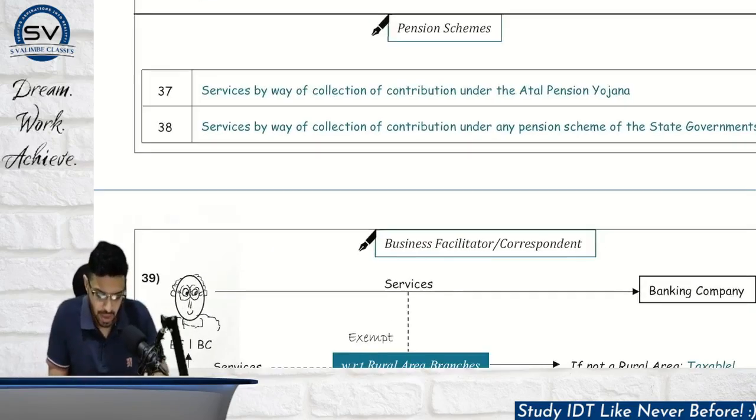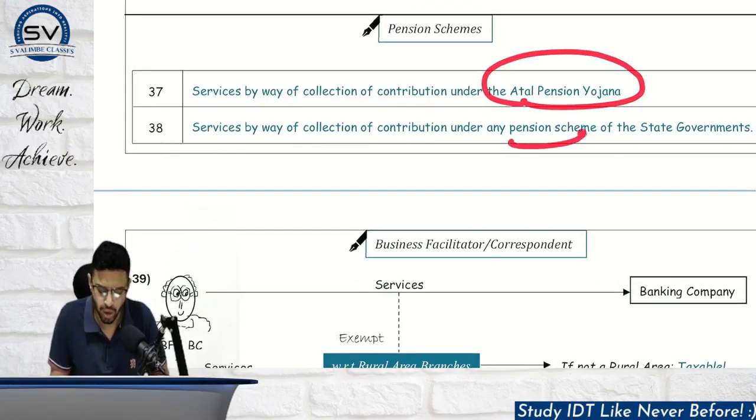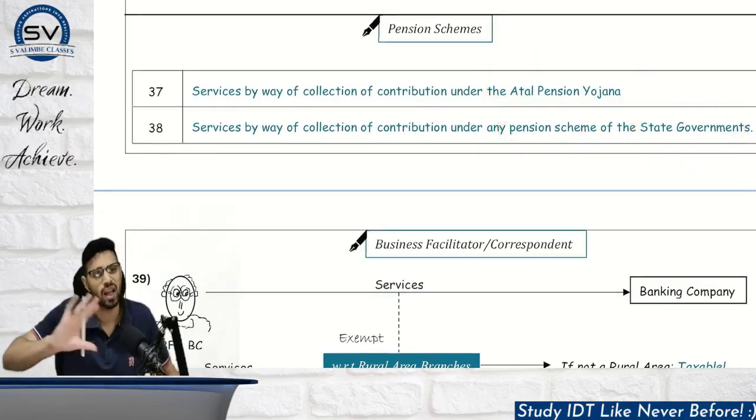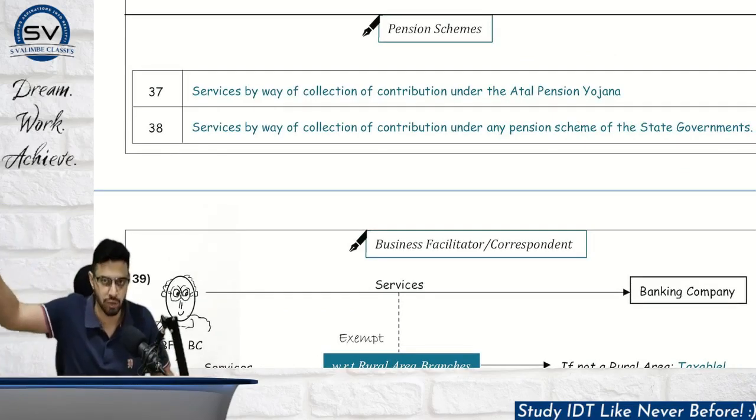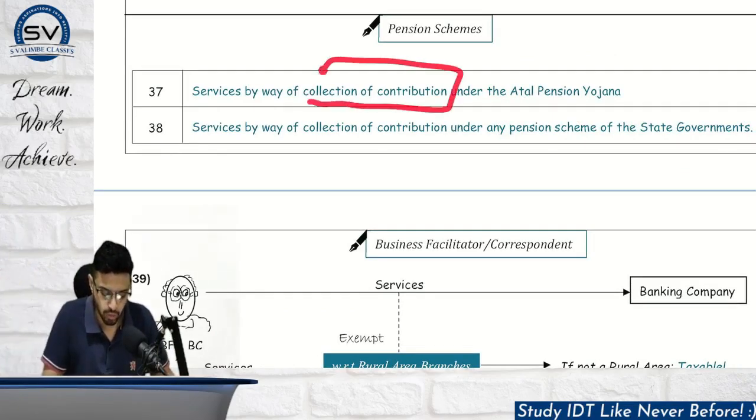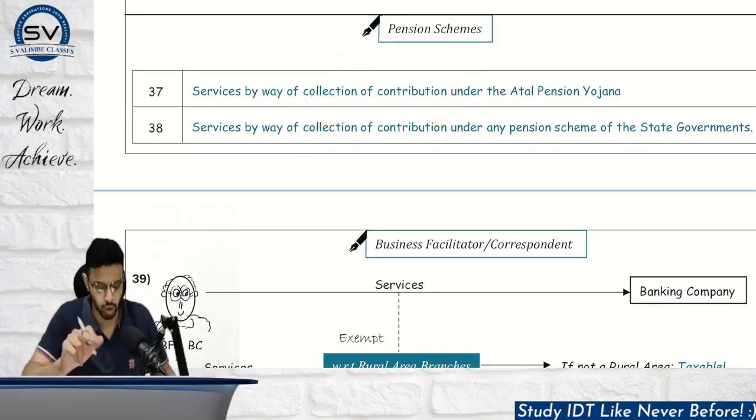Okay. Next, pension scheme. This is the collection of contribution. Pension scheme services provided under Atal Pension Yojana or any pension scheme of any state government, complete exemption is given. So basically under these schemes you contribute some amount, right, for receiving pension in future. So with respect to the collection of contribution, no GST will be charged on you.